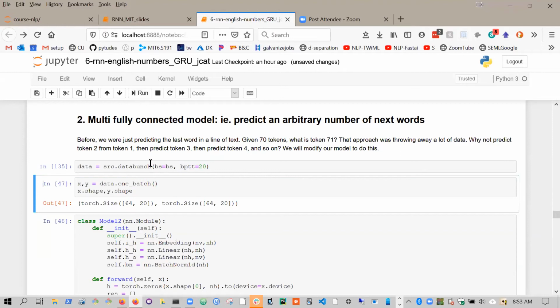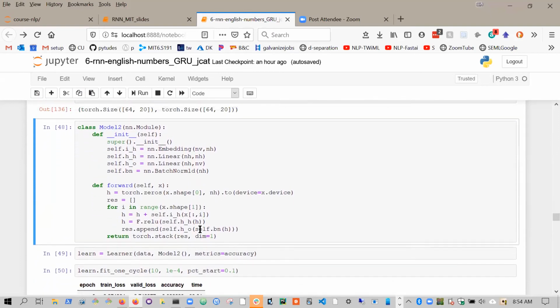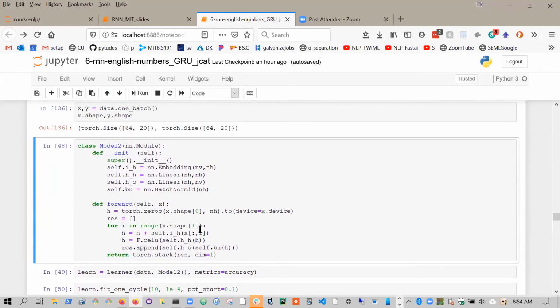There's going to be a different number of batches and so on, which we could figure out if we wanted to. But the main thing is that each batch now has a different shape. Each batch has 64 lines of 20 tokens each. So now we can do things like try to predict the next token, the next 10 tokens or something like that. And so he's refactored the model to do that. Model 2 does that now.